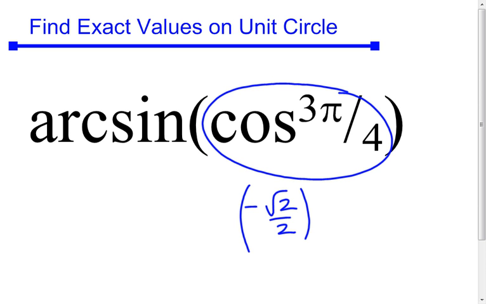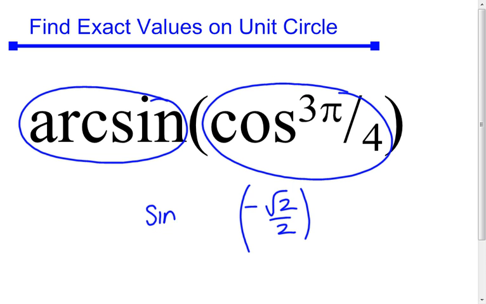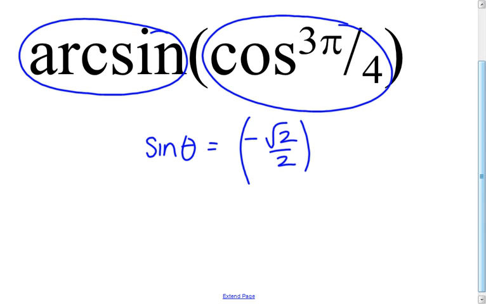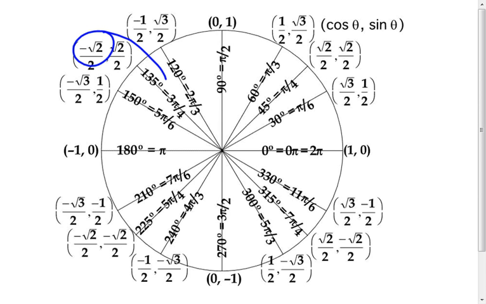And then I have this arc sine, which is asking me to figure out where sine at some spot on the unit circle is negative root 2 over 2. And you're going to need to figure out what that spot is. Sine, again, is your y value. So your y values are negative root 2 over 2 down here at 7 pi over 4 and right here at 5 pi over 4.